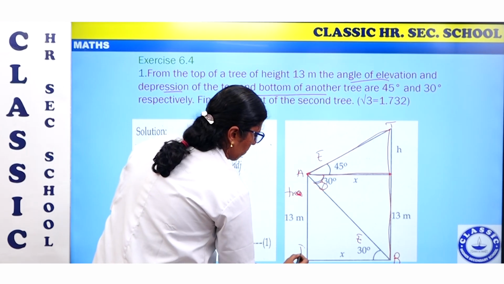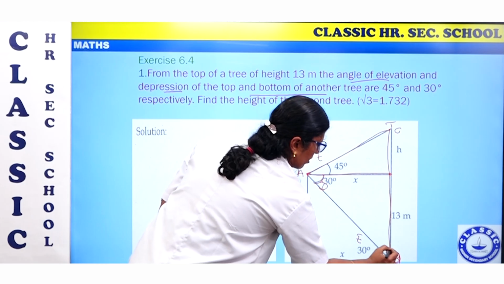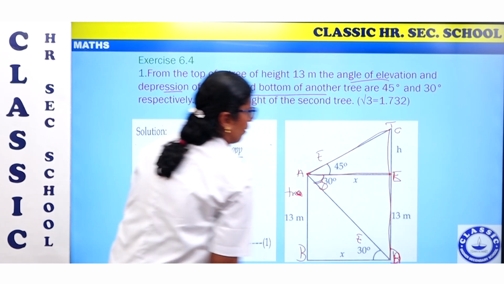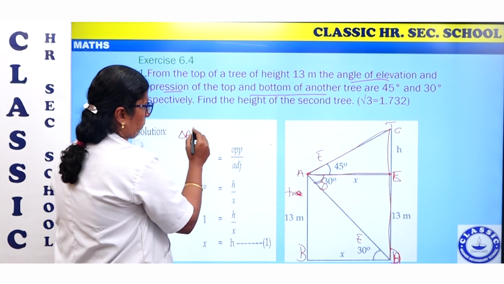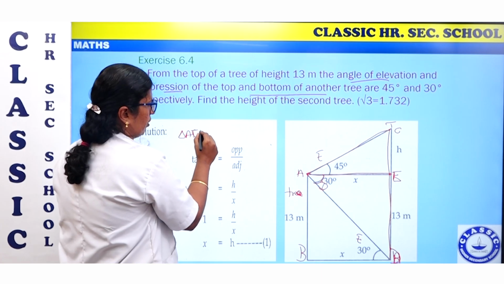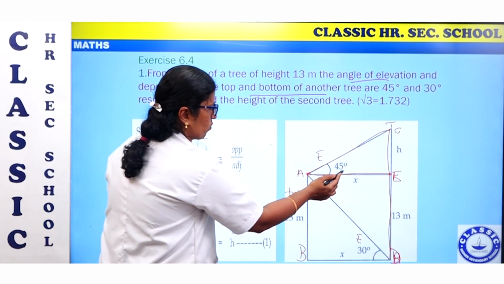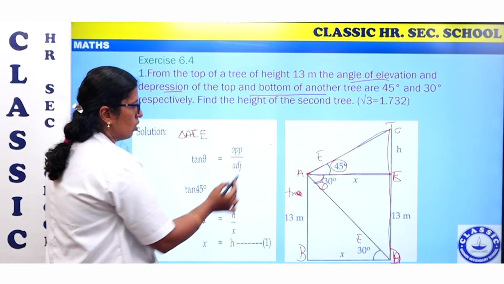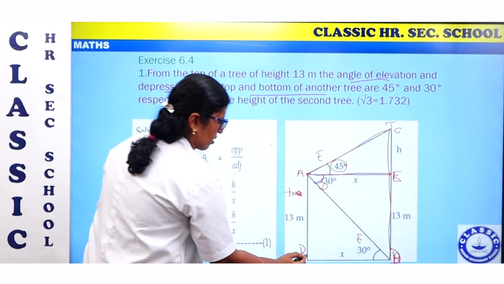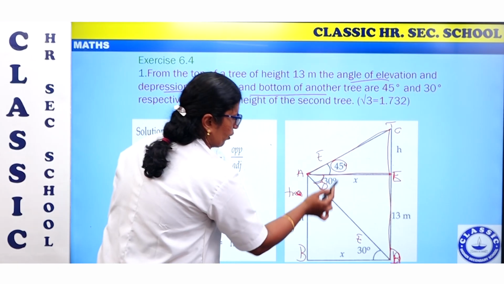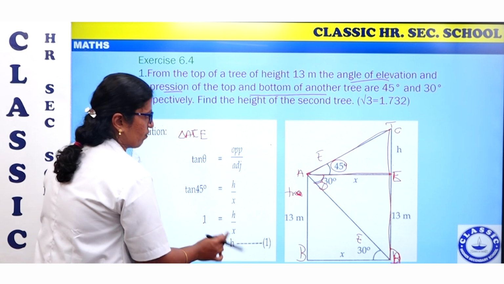I will take the first tree as AB, the second tree as CD. In between, the horizontal line, I take as E. First triangle, we have to take A, C, E. So tan theta, what is the ratio? Opposite side by adjacent side. Elevation means tan 45, you know the ratio is 1. So the opposite side is the height of the tree, h, and the distance we can take as the same distance. The first tree and second tree are at the same distance from bottom to top. So h by x. Tan 45 is equal to 1, h by x. x is equal to h. It is the first concept.